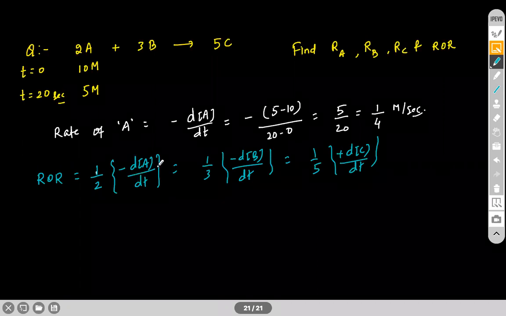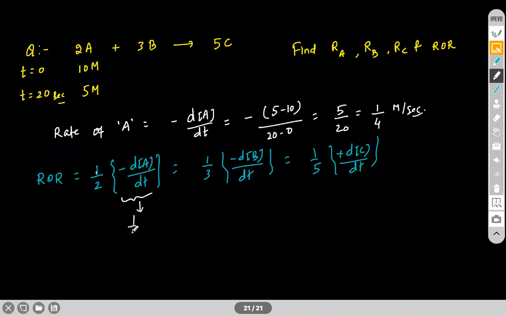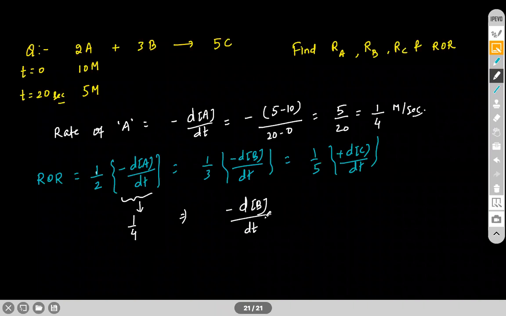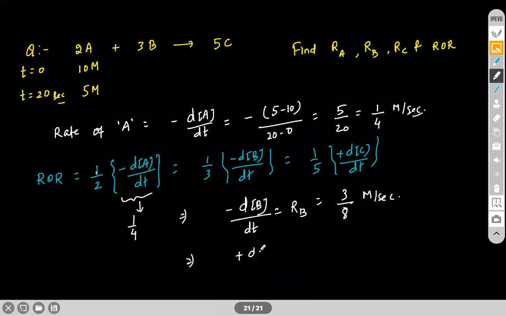Okay, so we know this value. We know minus of dA by dt. Minus of dA by dt is 1 by 4. So could you tell me what is minus of dB by dt? Rate of B is equal to 1 by 4 into 3. So 1 by 2 into 1 by 4 into 1 by 3, that is 3 by 8 molar per second. Is it right? Or if you relate this, plus of dC by dt is what?